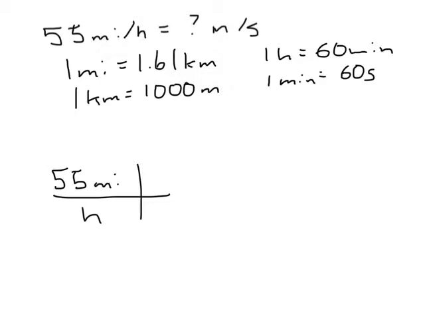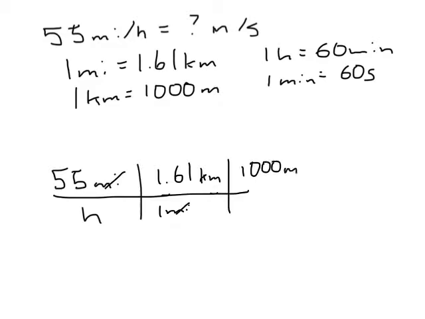Out of habit, I tend to do the distance unit first, so I'm going to put the 1 mile on the bottom and the 1.61 kilometers on the top. Cancel my miles. And now 1,000 meters per 1 km. Cancel my km. If I stopped now, my unit would be meters per hour. Don't want meters per hour, I want meters per second. So now I'm going to do my time conversion.